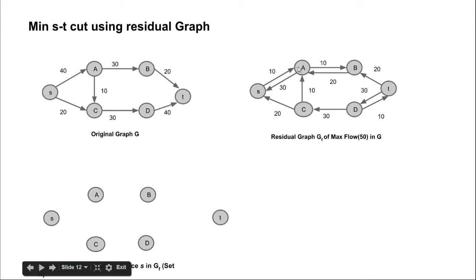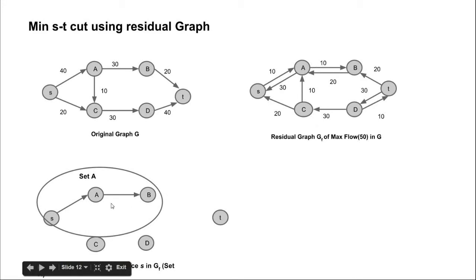S, A, B. C isn't connected, D isn't connected, T isn't connected. S to A to B forms set A. As you see, S to C isn't connected. There is no path from S to C. Similarly, there is no path from S to D, and there is no path from S to T. So C, D, T form the set V minus A, and S, A, B form the set A.